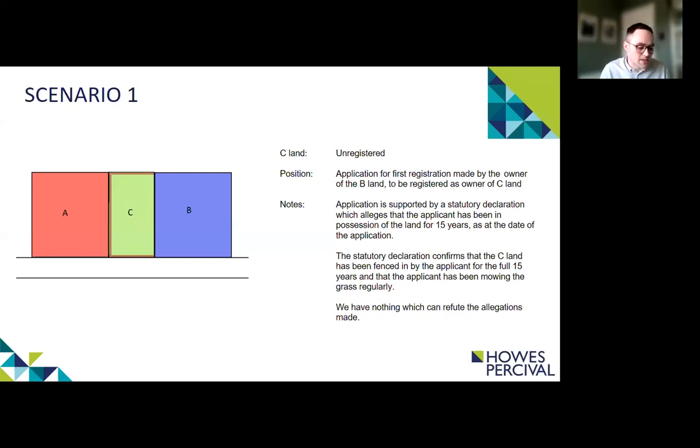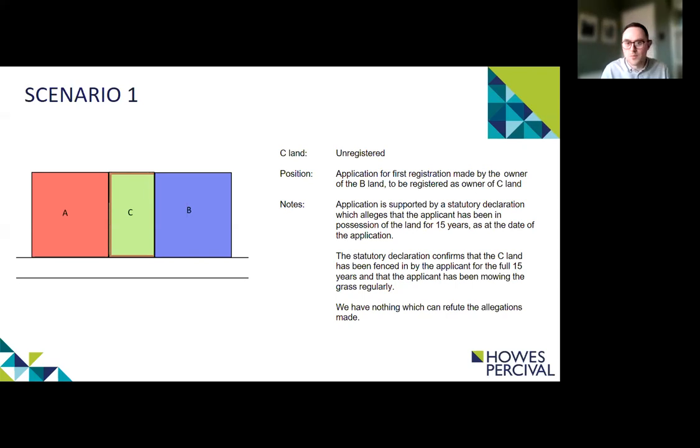So in this case, when we're looking at our checklist, unregistered land, so we're thinking, have they been in possession for 12 years? It looks like they have. They've been there for 15. Have they had the intention to possess? Well, they've fenced off the land in question, and they've been mowing the grass. So those are sort of things, particularly the fencing, that demonstrate an intention to possess the land.